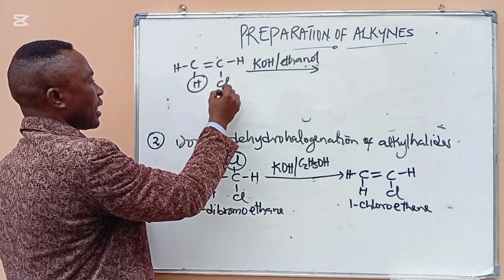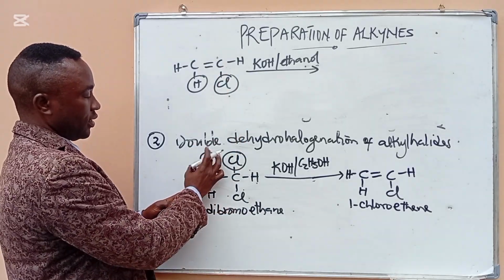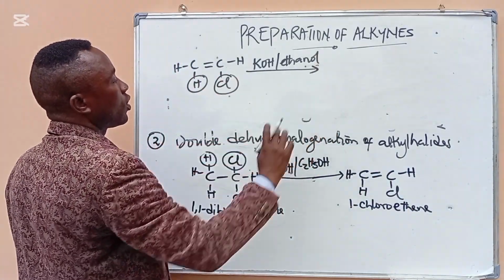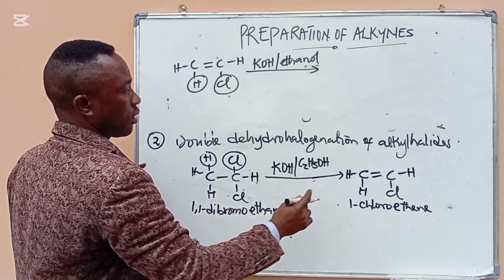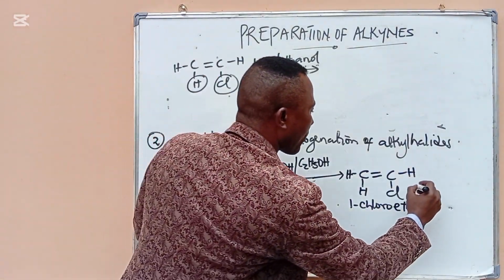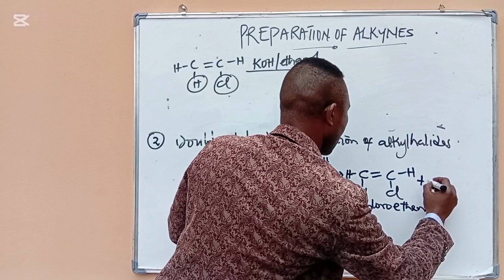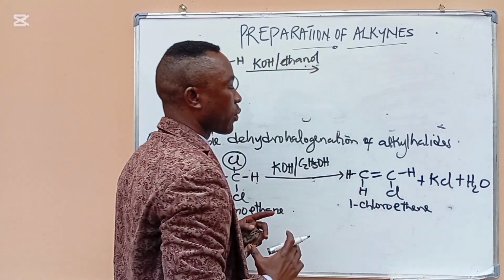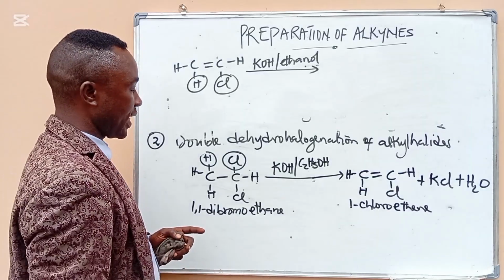So this and this will now go. Remember, this and this went to give us this. Then when this and this are going, we are going to have what? Of course, we have plus KCl plus H2O. They are byproducts. That is why I was not putting it earlier.